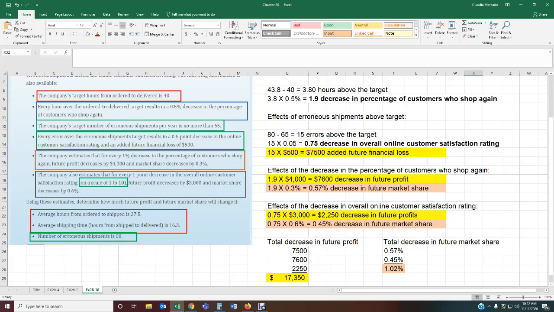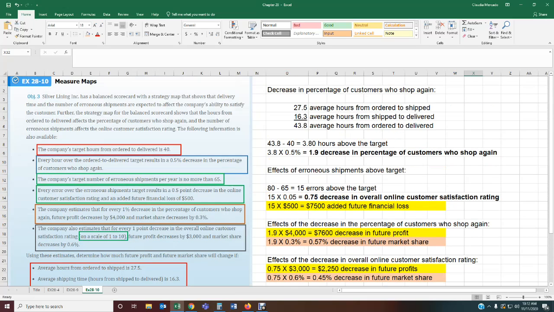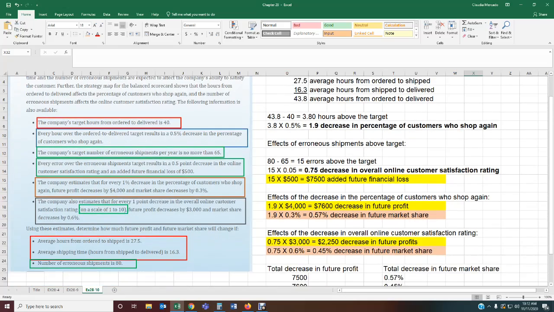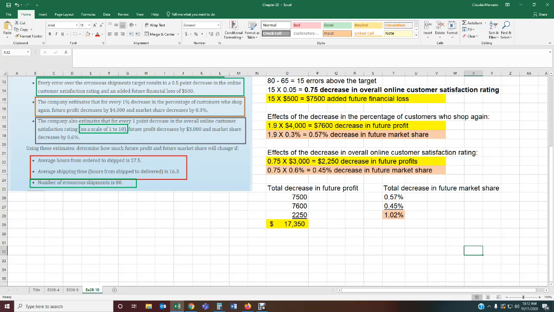Okay, so those are components that we look at to be able to determine the future impact of what we anticipated was going to happen to what actually happens. And then that impacts our profit and that impacts our future market share. Okay, so we have to clearly understand, do the calculations so we can, at the end, calculate our decrease in the future profit and our decrease in the future market share.